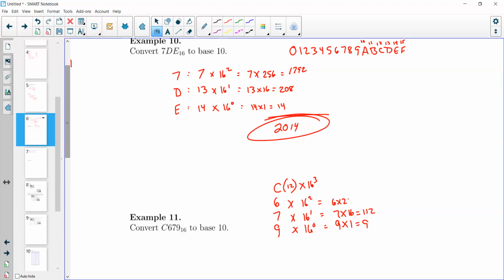6 times 256. What is that? 1,536, is that right? I'm doing this in my head, don't trust me. Somebody check. It's 1536. And this is 12 times what? Is it 4096? 16 cubed? Is that right? So what's 12 times that?